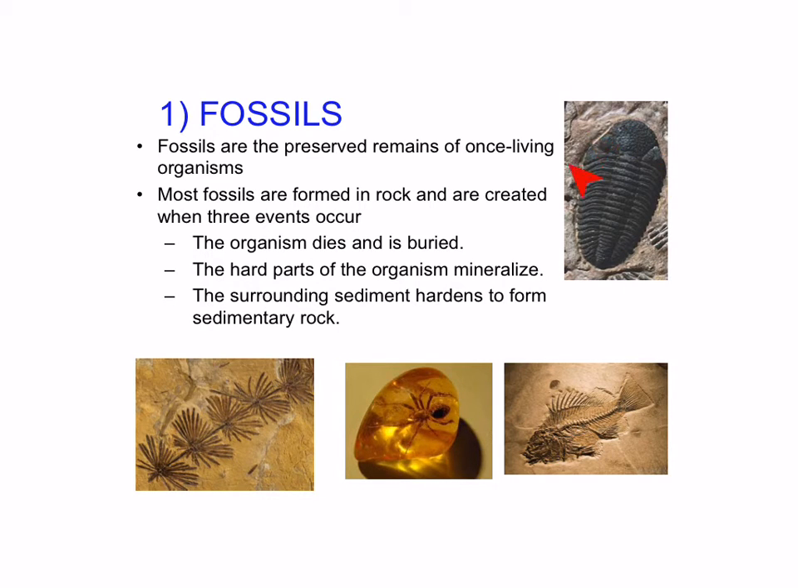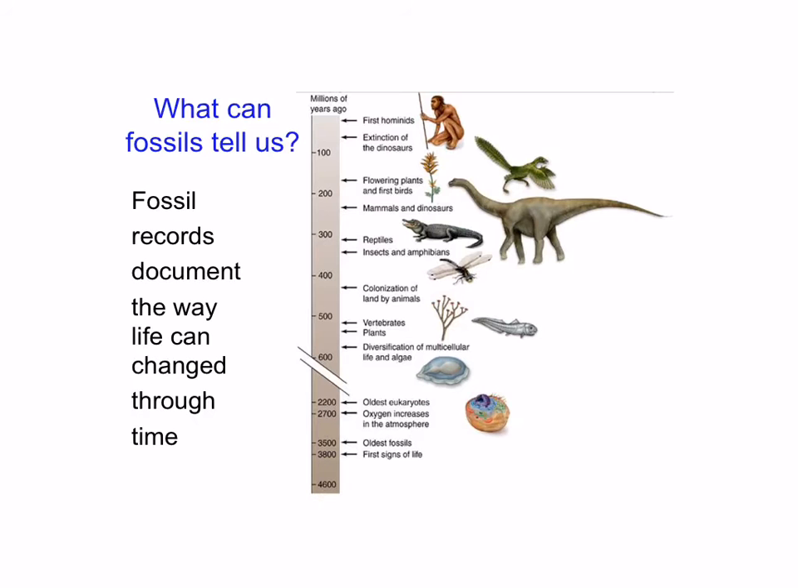So here we have an organism that once lived on the planet, kind of looks like a little bug, named a trilobite. You can see its whole body shape. Here we have a fish, and we have some kind of plant here. So what can fossils tell us? Fossil records document the way life has changed through time.